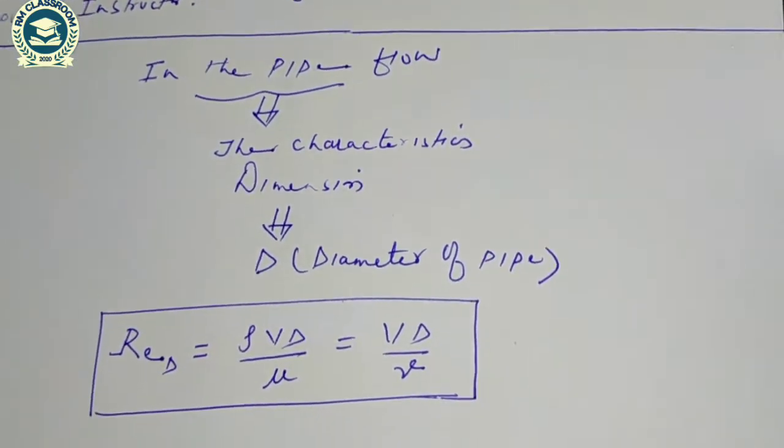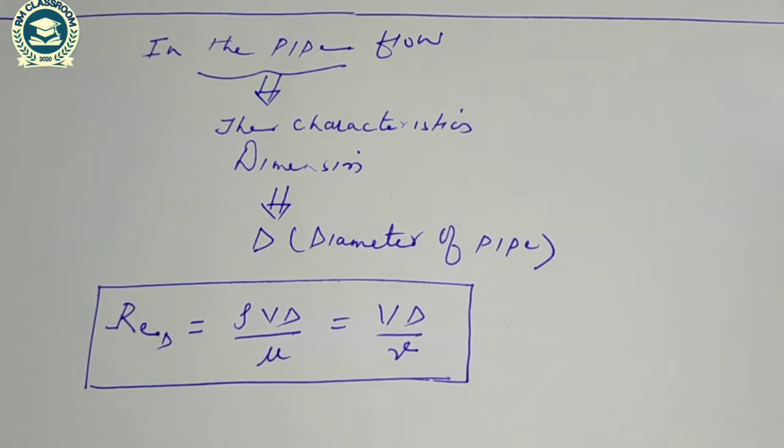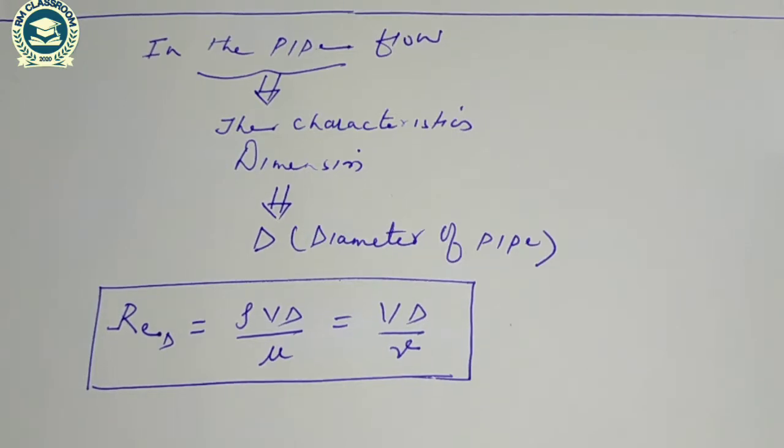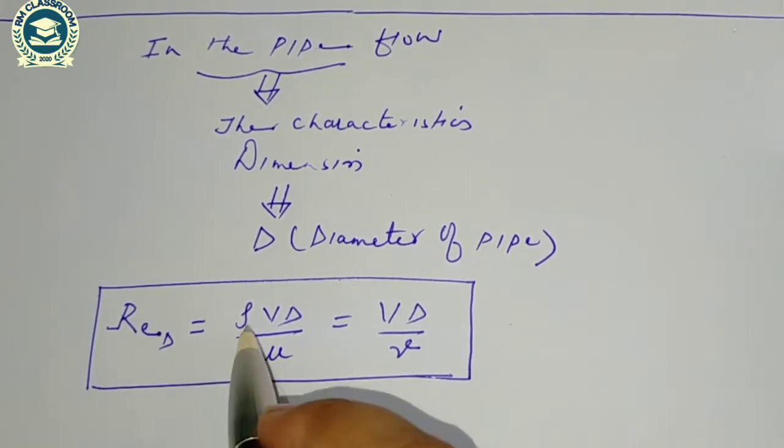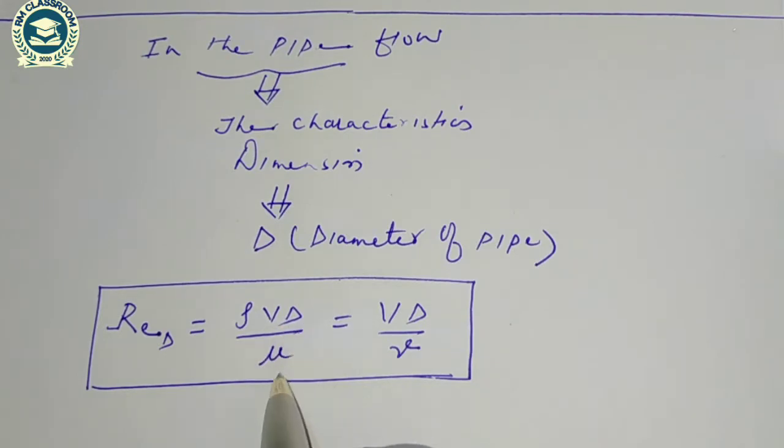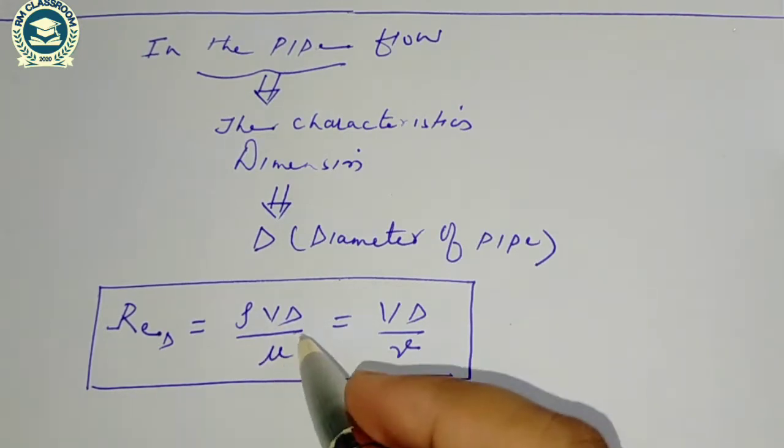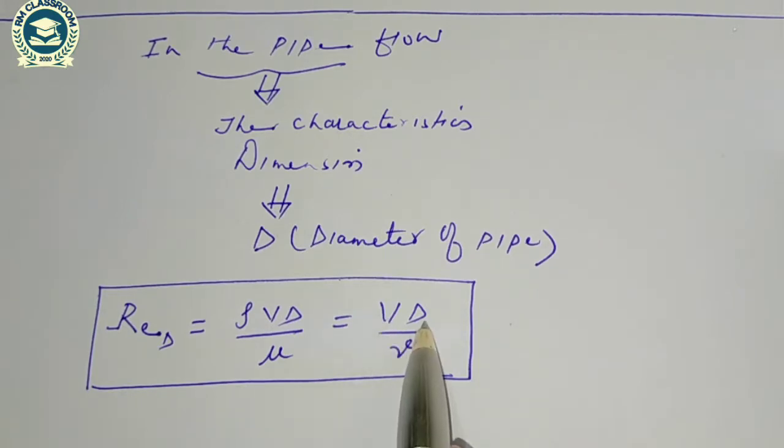With the help of this Reynolds number we can classify whether our flow is laminar or turbulent. Once the Reynolds number is less than 2000, our flow is laminar in pipes, and if the Reynolds number is greater than 4000, the flow is turbulent in the pipe. If the Reynolds number lies between 2000 and 4000, then there is a transition flow. Here rho is the density, V is the velocity, d is the diameter of the pipe, and mu is the dynamic viscosity of the fluid, and nu is the kinematic viscosity of the fluid.